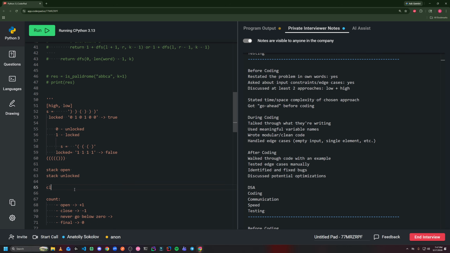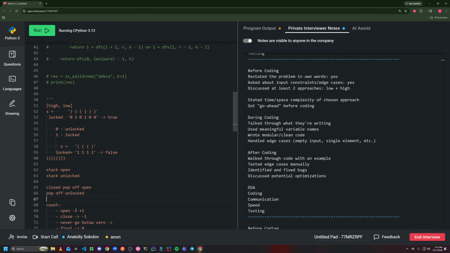And whenever you hit a closed, same kind of thing. You just pop off open. And if you don't have an open, you pop off unlocked. I see. And this makes sense because one is modifiable and one has to be open. So if I have to pick one, I'll just use open because I can't change it.